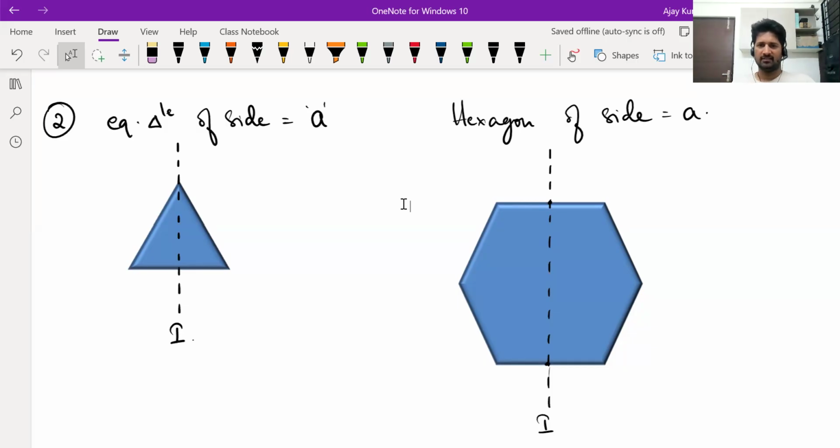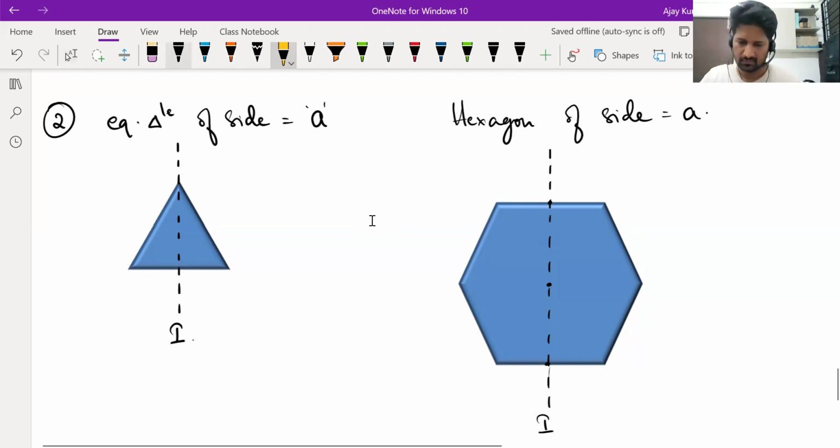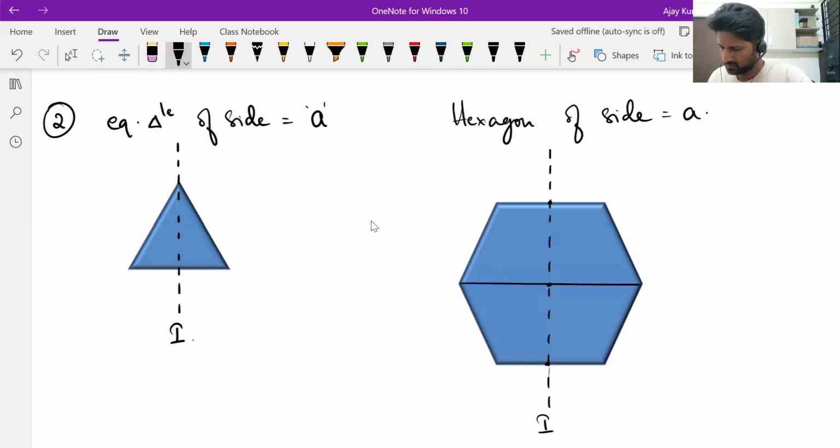Okay, Vanilla, what was your idea? Sir, I thought the hexagon was made up of 6 equilateral triangles. That is correct. Hexagon is a combination of 6 equilateral triangles. And then out of the 6 equilateral triangles, for 2 equilateral triangles, the moment of inertia will be I only, sir. Okay, out of these 6 equilateral triangles, let's visualize the equilateral triangles first. Hexagon is a combination of 6 equilateral triangles.